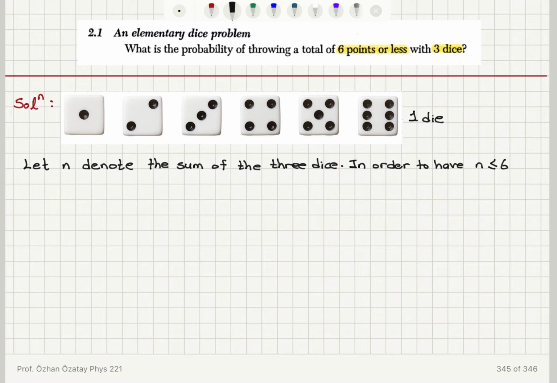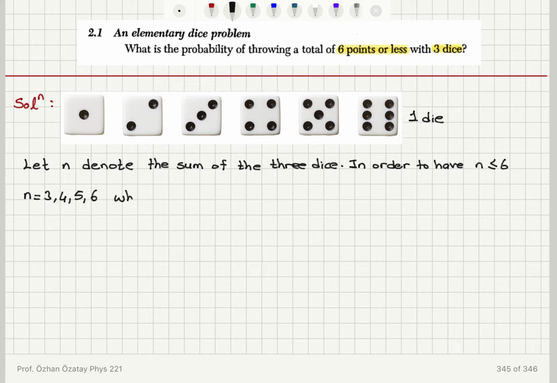that means n can be 3, 4, 5, or 6. So n is going to be between 3 and 6. Why is that? Because the minimum sum you can have would correspond to each die giving you a 1. So 1 plus 1 plus 1 would give you a 3. So we're looking at the probability of having n equals 3, or n equals 4, or n equals 5, or n equals 6.